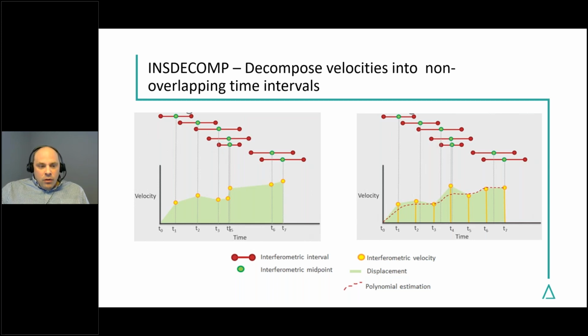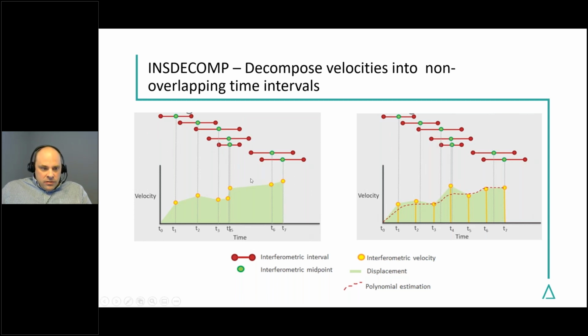But when you have multiple pairs that are overlapping, it might happen that the temporal midpoints give you dense observations over a certain area and low density over another area. And sometimes if you have multiple points that are close in time, you can have spikes in the velocities, as we see on the left.